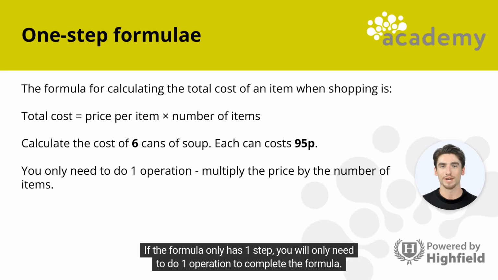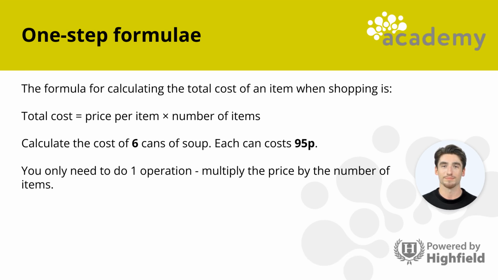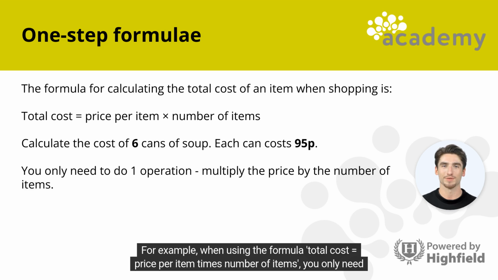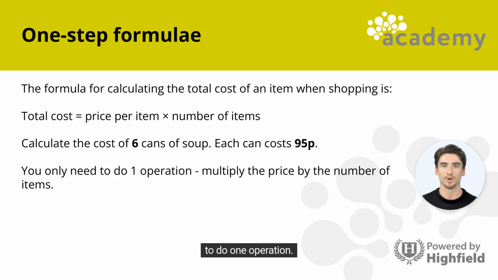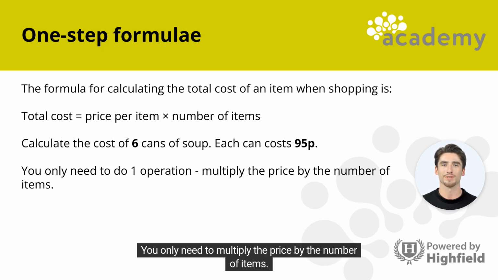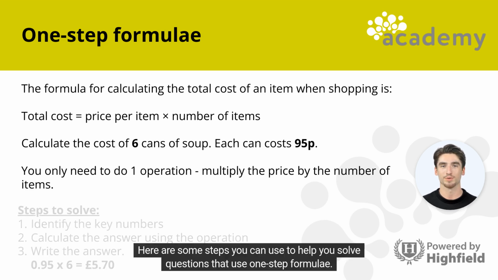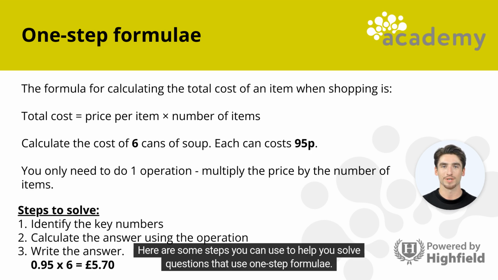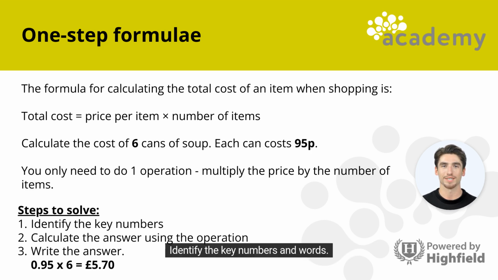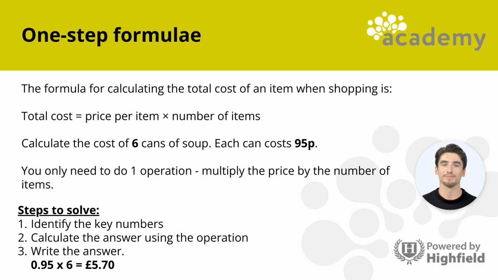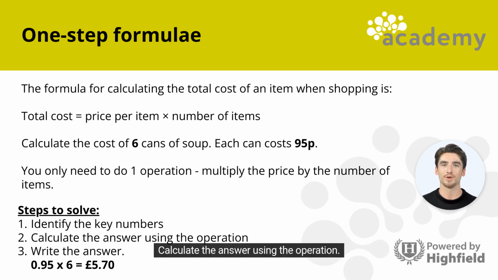If the formula only has one step, you will only need to do one operation to complete the formula. For example, when using the formula total cost equals price per item times number of items, you only need to do one operation. You only need to multiply the price by the number of items. Here are some steps you can use to help you solve questions that use one-step formulae. Identify the key numbers and words. Calculate the answer using the operation. Write the answer. Let's look at an example.